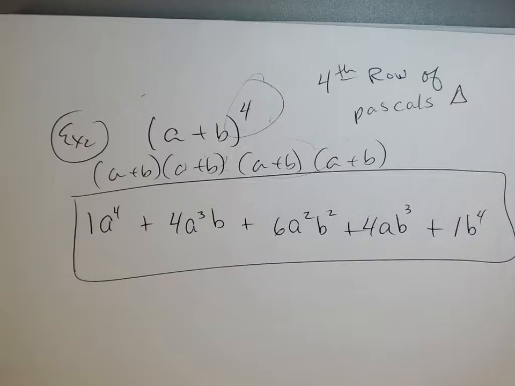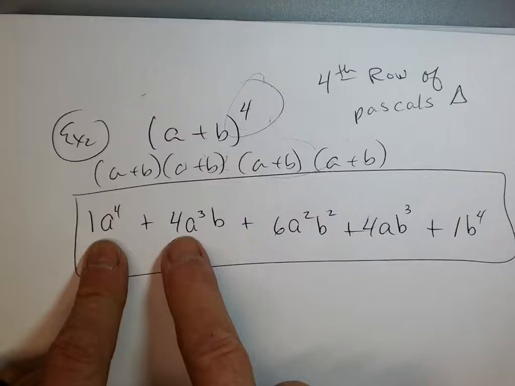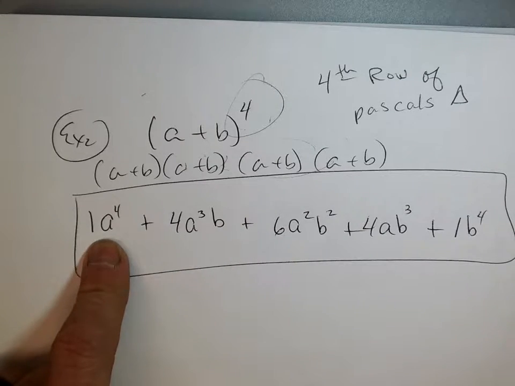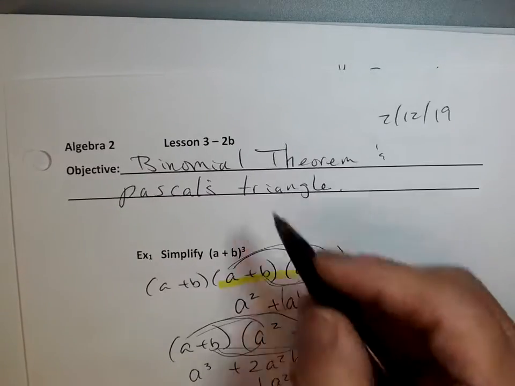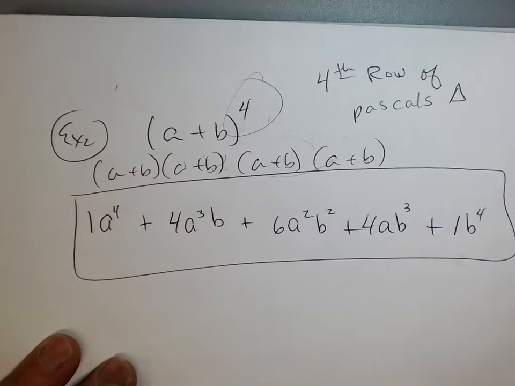I probably wrote this down wrong. I wrote a cubed for my answer instead of a to the 4th. Oh, I see, but I did an a to the 4th.